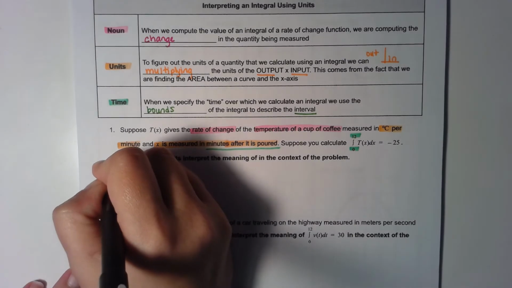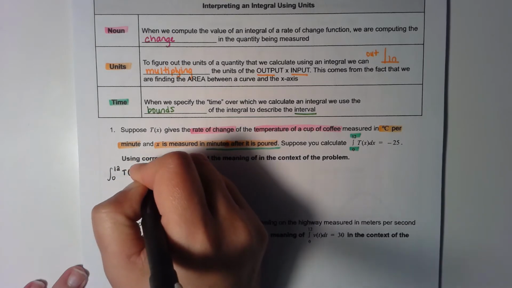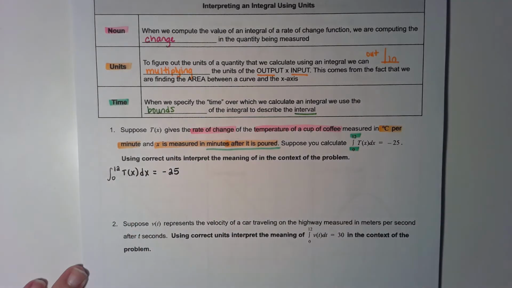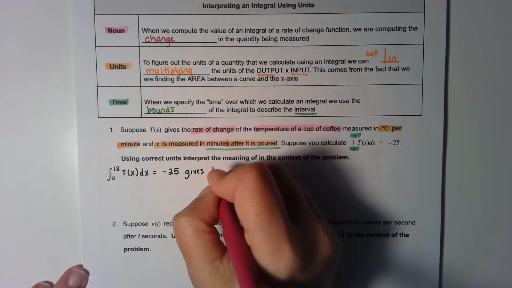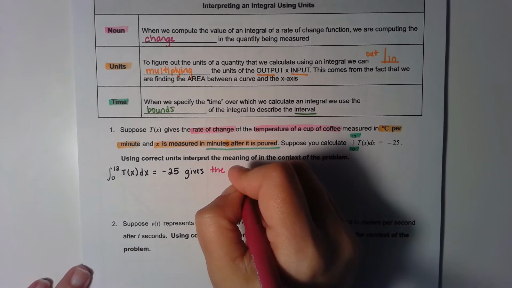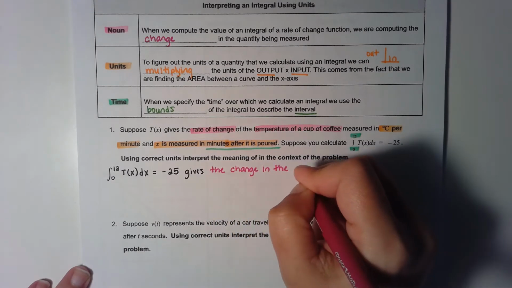So we're going to say the integral from 0 to 12 of T of x dx equals negative 25 gives, this is the noun part. If we started with the rate of change, so how fast the temperature of the cup of coffee is changing, then when we integrate, we're finding the change in the temperature of the coffee.